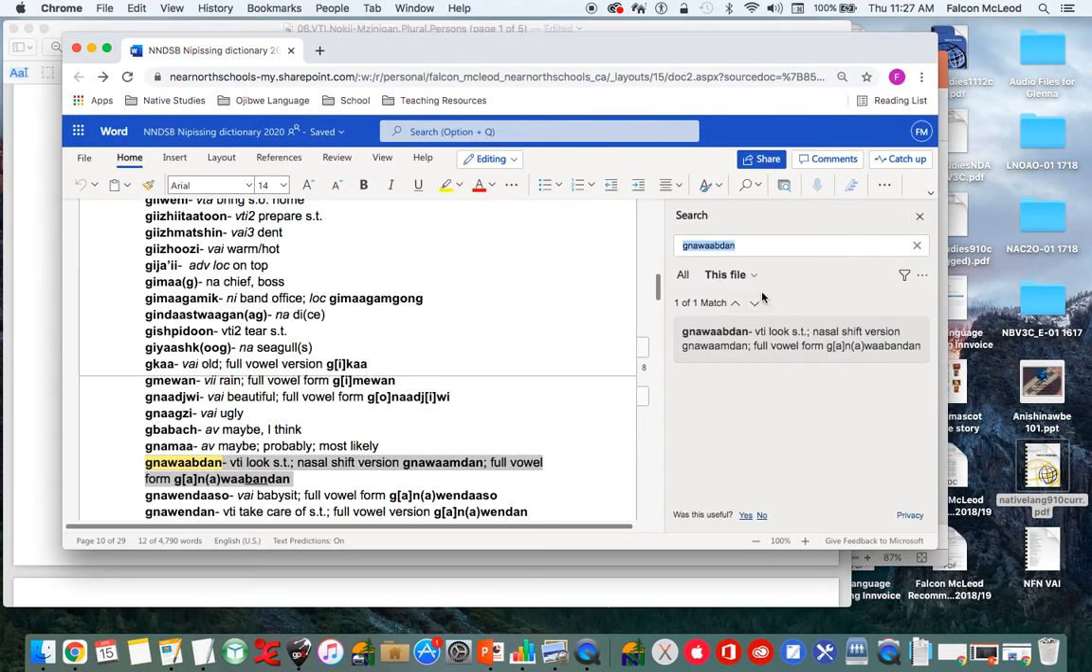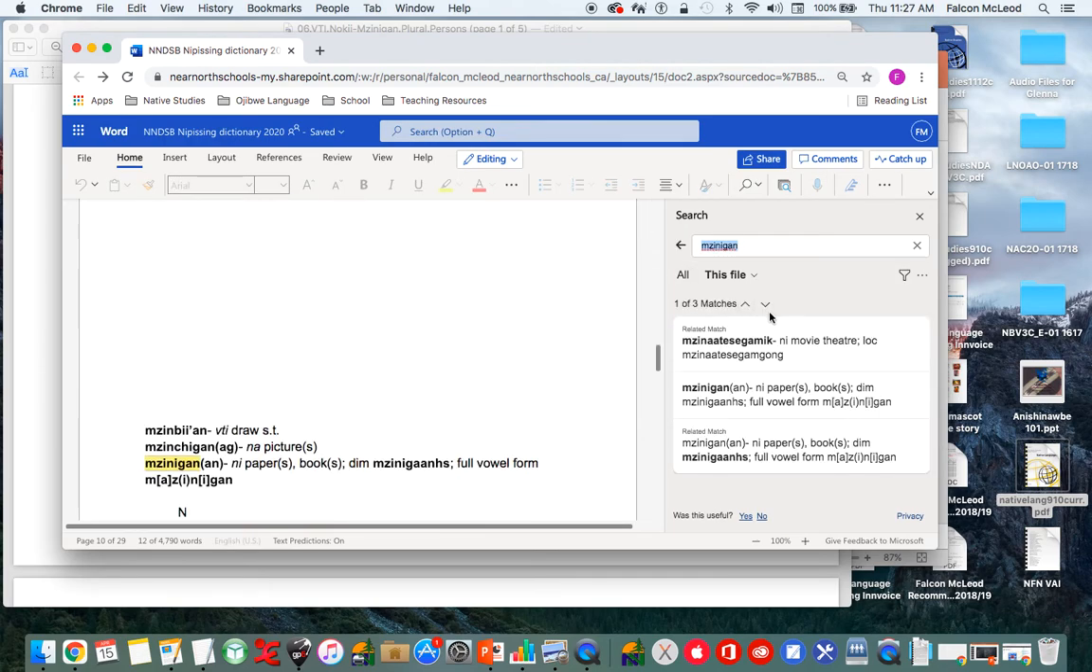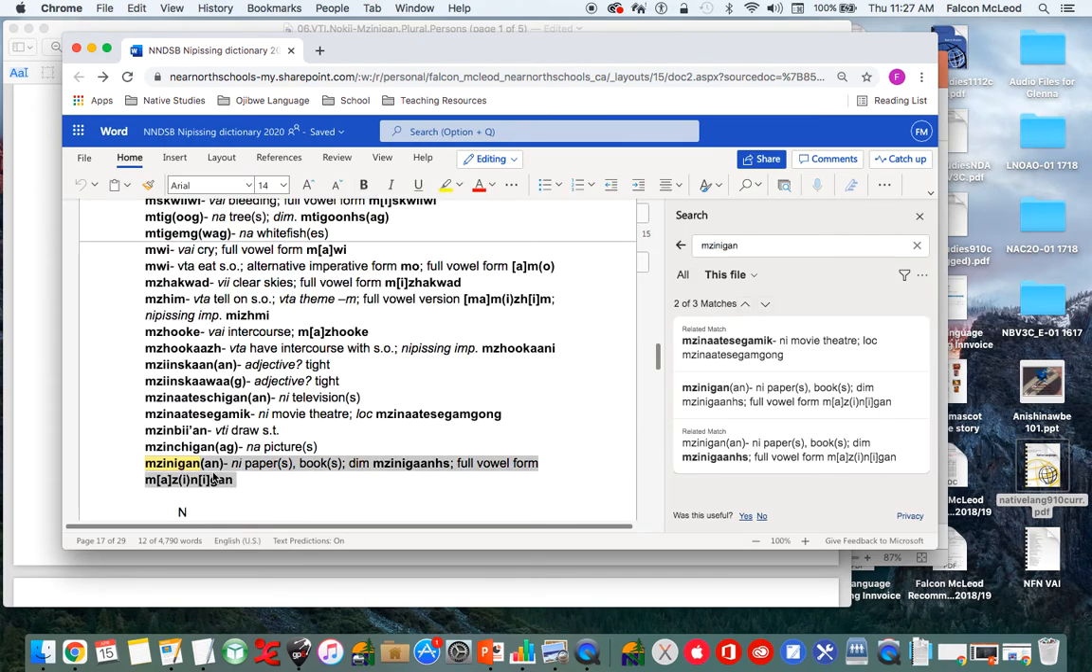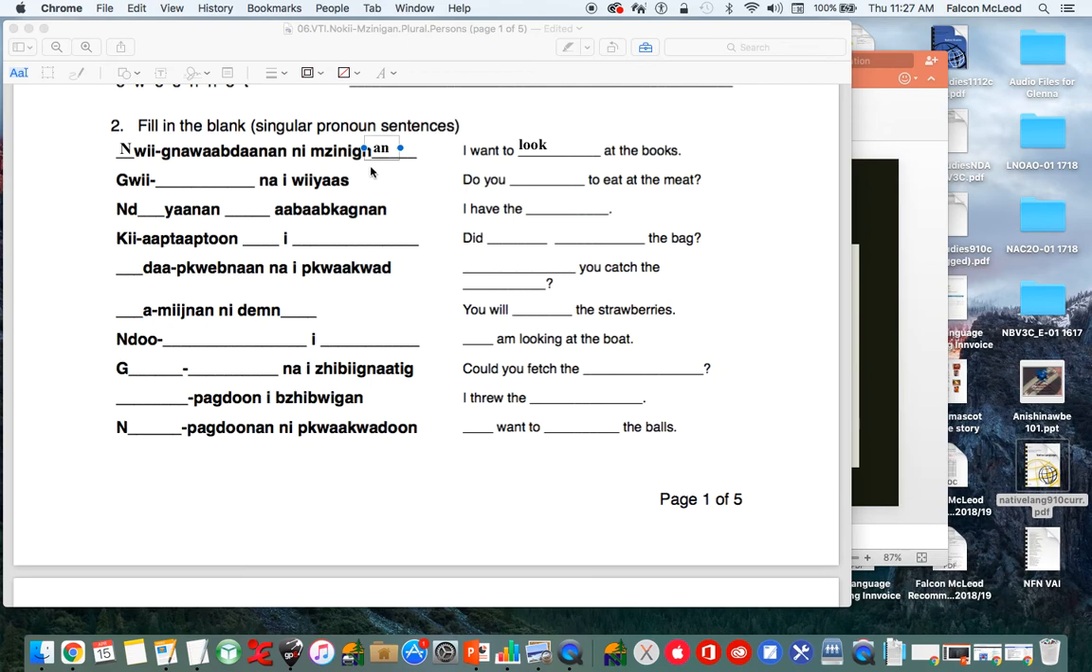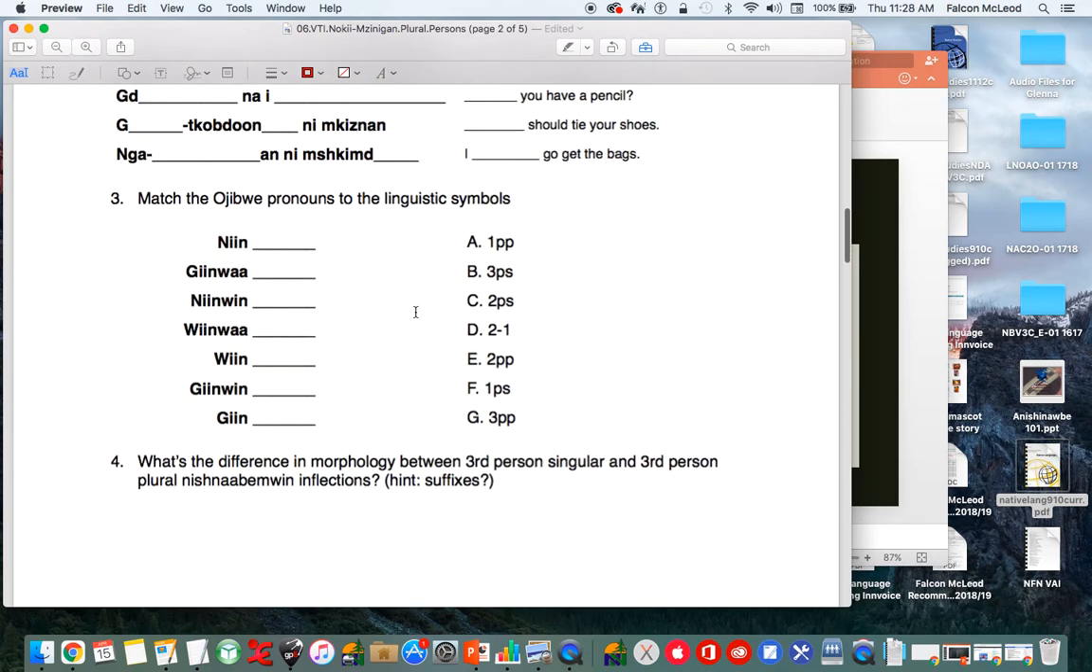If you don't know the plural suffix, you can always look up the singular version, zinnigan. And then in brackets, right next to the word, it'll have the plural suffix. So we're just filling these out as is. If you don't know what verb to fill out, I would suggest looking at the English side. All right, so I'll leave these for you guys to do on your own.